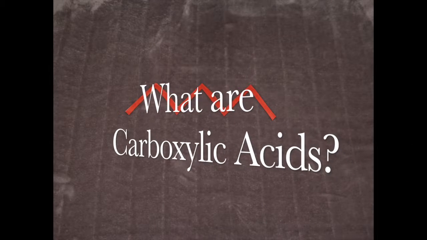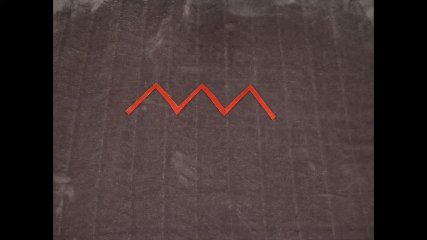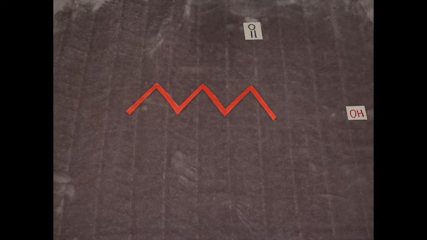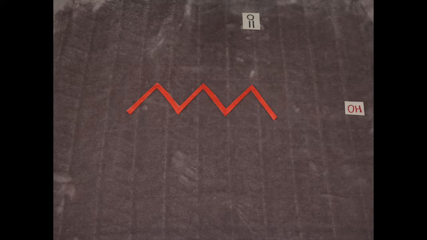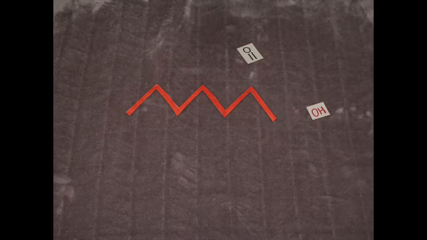Okay, so before we get to the good stuff, we have to get the basics down first. Let's begin by discussing what a carboxylic acid is. They are weak acids that have a carboxyl group. Some of you may be asking, what in the world is a carboxyl group? All it is, is a C double bond O, known as a carbonyl group, attached to a hydroxyl group.